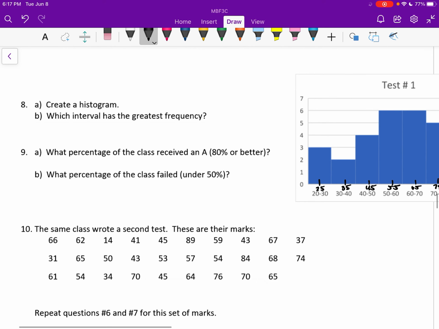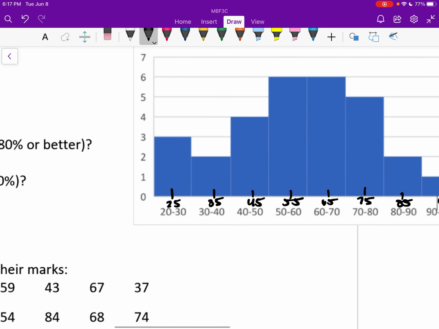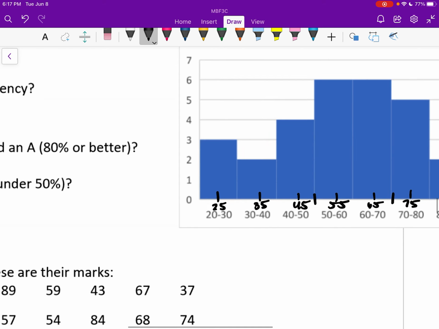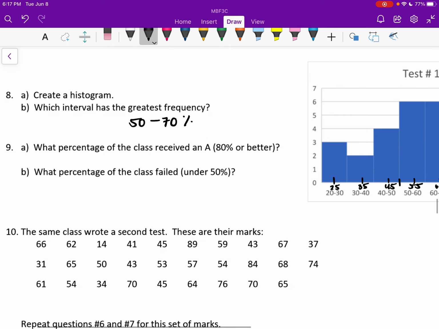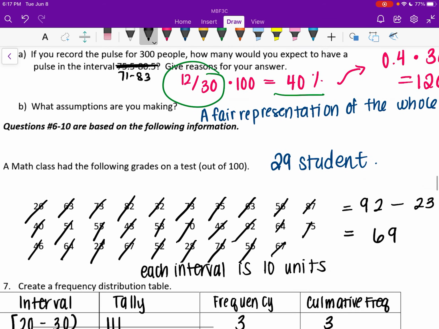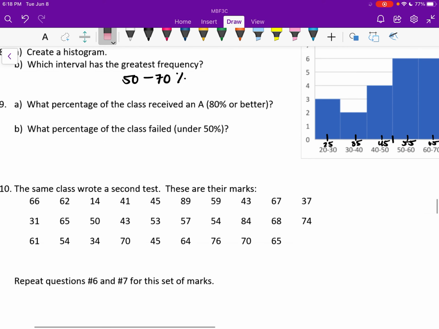Let's go and see what's the interval that has the greatest frequency. It seems to be 50 to 70, so most students scored between 50 to 70%, right? So 50 to 70. And notice how it's just easier to read when it's in graph form, right? Instead of having to look at this and be like, okay, what's the greatest frequency of numbers? Like, I can't even keep my eyes straight here sometimes, right?